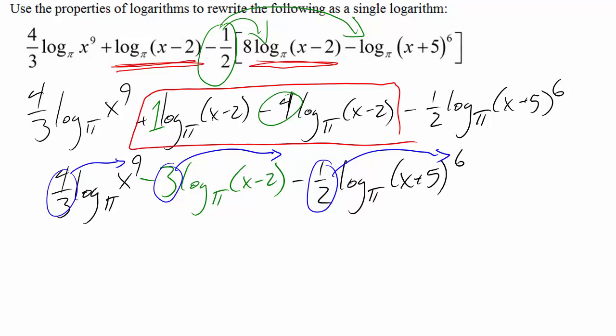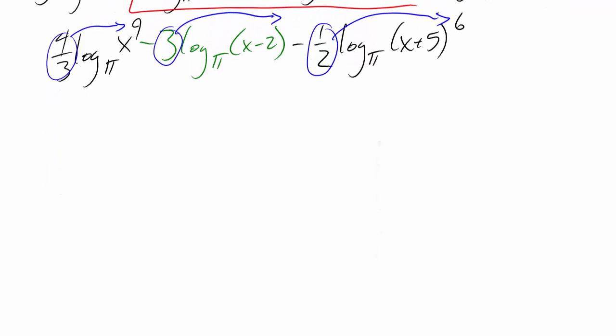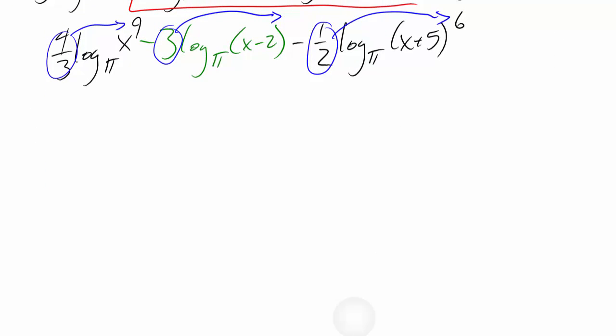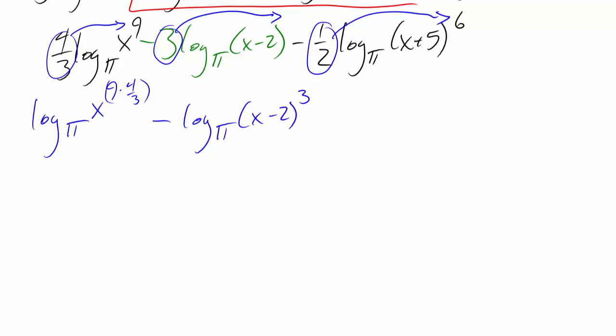And what that'll look like here as a kind of transitional stage is we'll have log base pi of x to the 9th times 4/3, all up in the exponent here, minus log base pi of (x minus 2) cubed, minus log base pi of (x plus 5) raised to the 6 times 1/2 power. Now I've just written these out here.